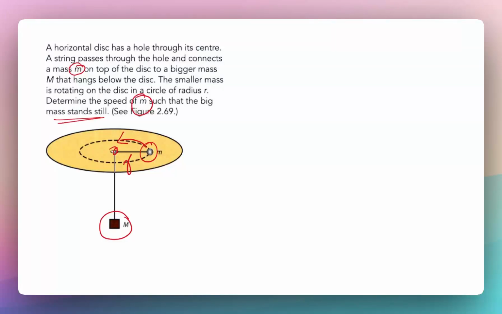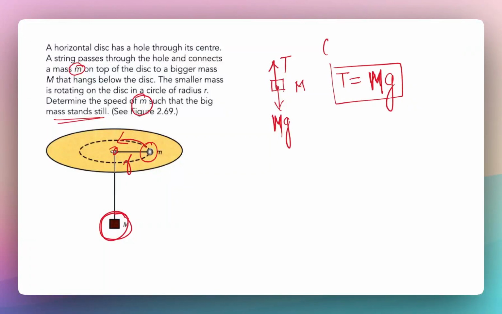The first question arises: why will the big mass stand still? To answer that, we are going to draw the free body diagram of big mass M. Of course, the gravitational force or the weight is going to act down, so capital Mg will act down. The only thing which can prevent it from falling is the tension in the string. This tension is going to hold it and it will not fall when the tension is sufficiently large, equal to capital Mg. So this is the condition for M to not fall.